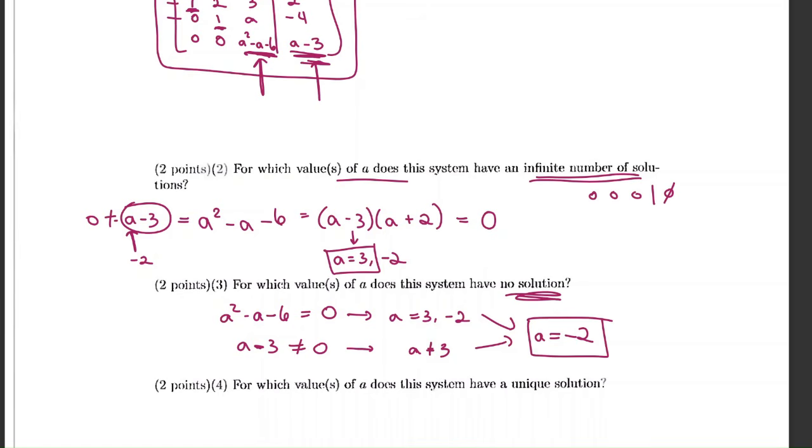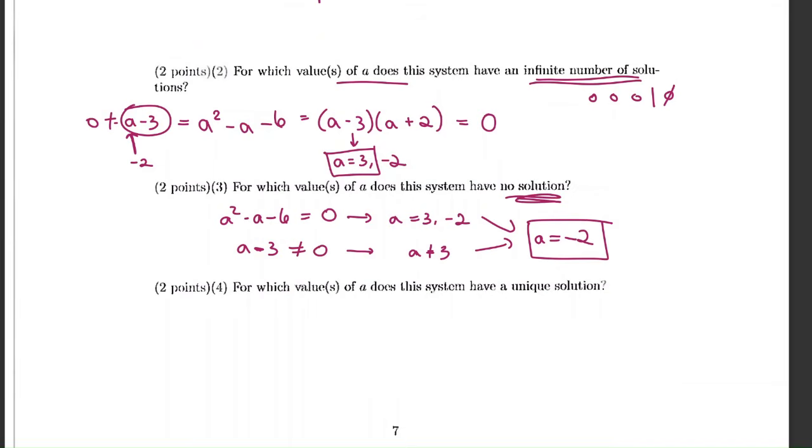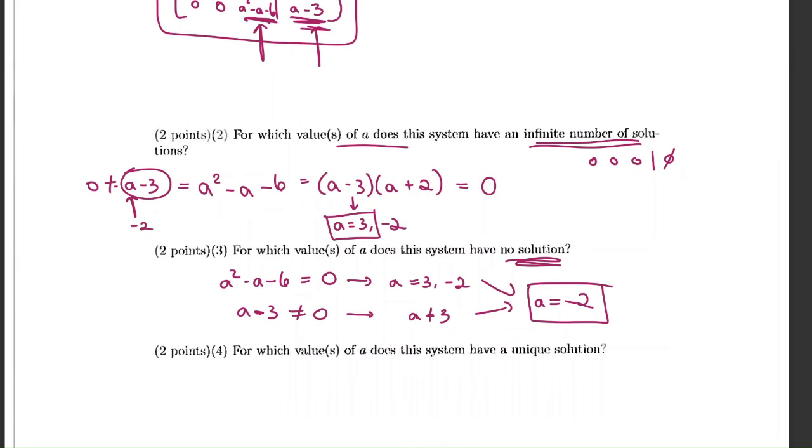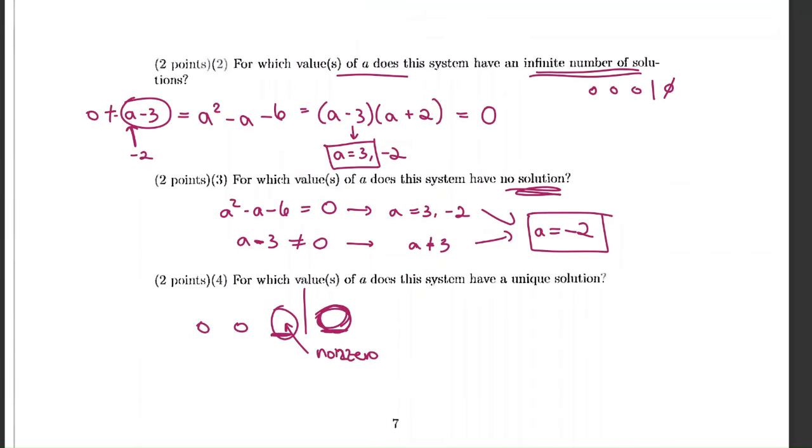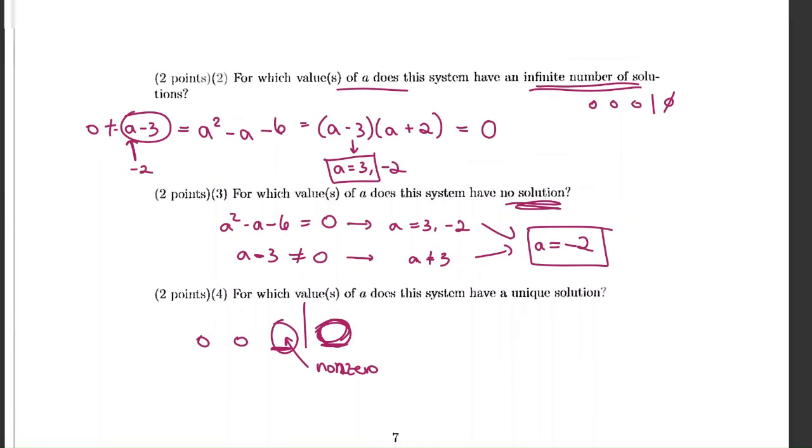Okay. And then for the last one, for what value of a does this system have a unique solution? If it has a unique solution, that means you're going to have some value here, and some value here that works. It can be any number, basically. But the point is you want this term to be non-zero. And that means that a squared minus a minus 6 cannot be equal to 0.